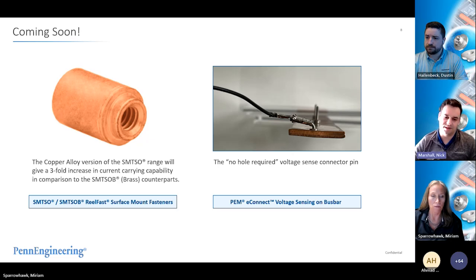And then on the right, what you're seeing is our no hole required voltage sensing pin. So this one's earlier in development, but it is a pin that can be pressed directly into the surface of a bus bar. And then a terminal crimp clip or slip-on clip can be attached to that, and it can be used as a checkpoint for sensing the voltage and monitoring the system that is connected to that bus bar. If we're talking about a battery management system, this becomes crucial, because to monitor the health of that battery, you need to know what kind of current or what kind of voltage is being passed through at any given time and what the resistance is of the system.